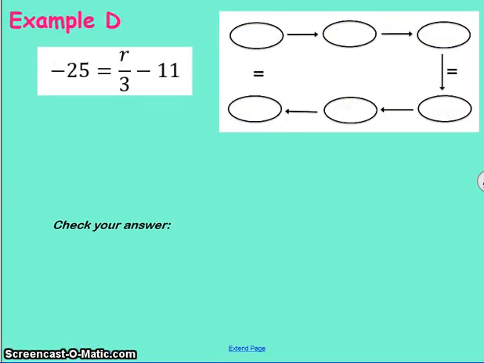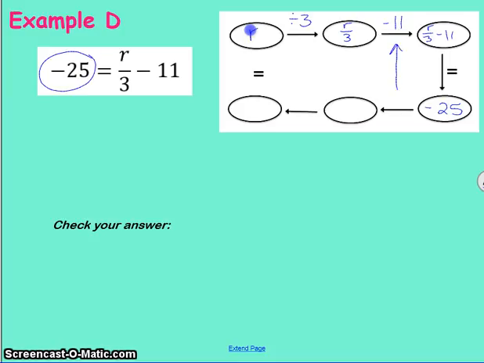We have example D. This says negative 25 is equal to r divided by 3 minus 11. You remember I always start with my variable in my flowchart? And my variable is telling me that I'm going to be dividing by 3. Then my next step would be r divided by 3, which just gives me r divided by 3. And then my next step would be to subtract 11, because that's what's given next to my equation. Well, r divided by 3 minus 11 gives me r divided by 3 minus 11. And that's all equal to that negative 25.